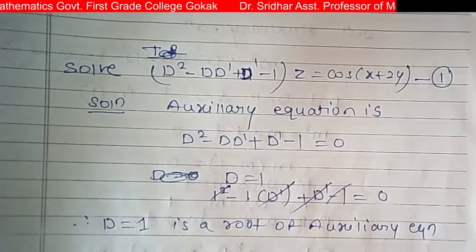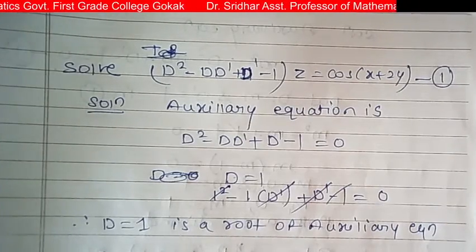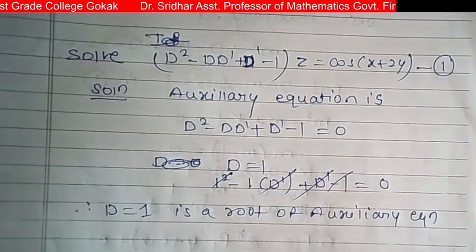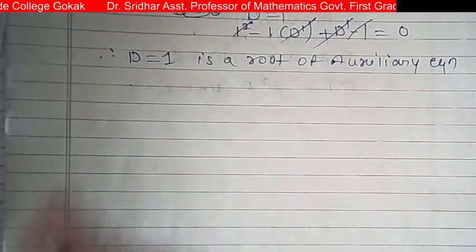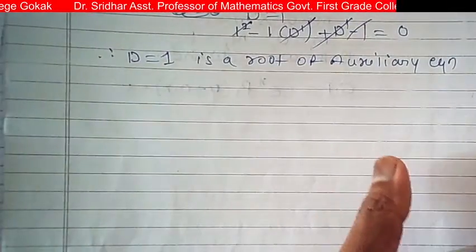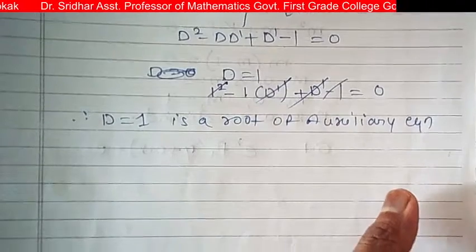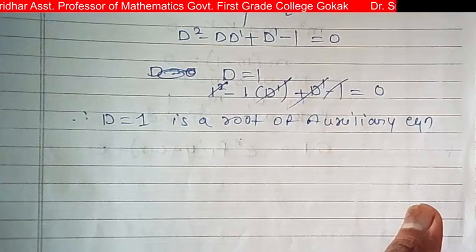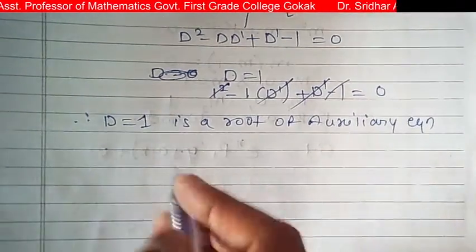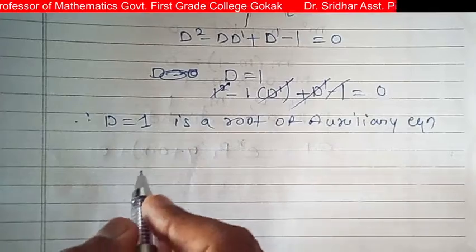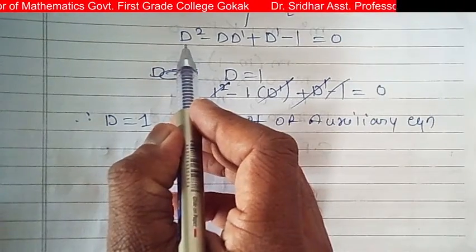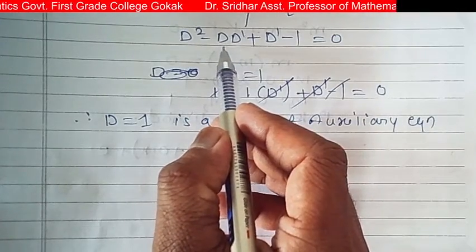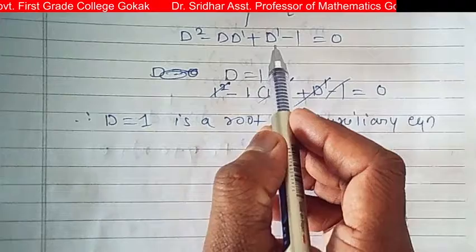Next we find another root by applying the synthetic division method. So how to do that? You have already studied the synthetic division method in second semester, that is theory of equations. So what is the method? Here first we write the coefficient of D square, then coefficient of D, then the constant.